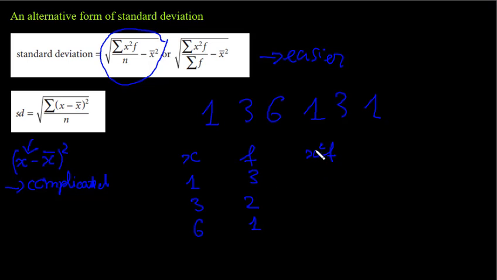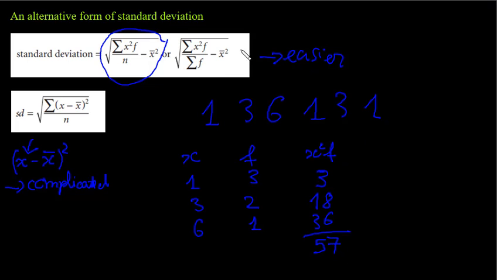1 square will be 1 times my frequency 3, which is 3. 3 square is 9, multiplied by 2 will be 18. 6 square is 36 multiplied by 1 will be 36. So the total of these is 57.